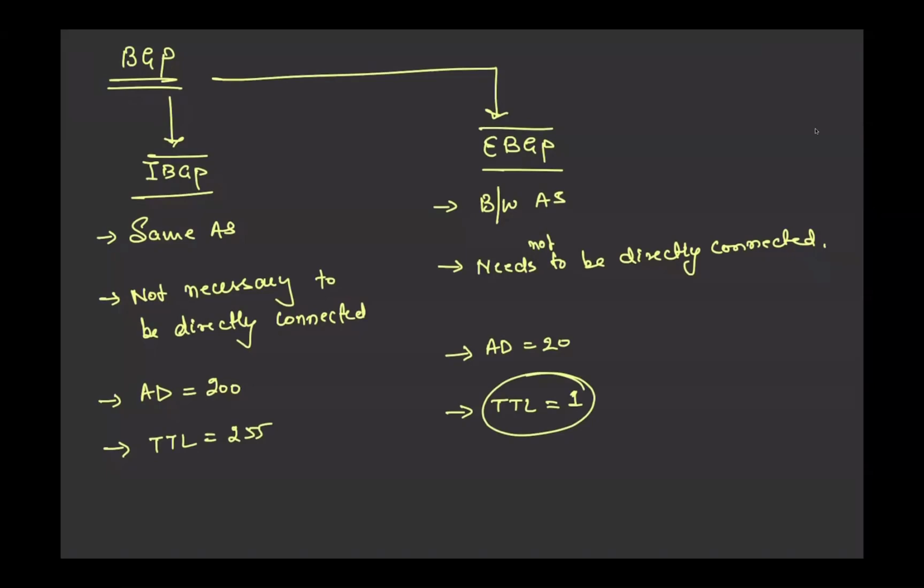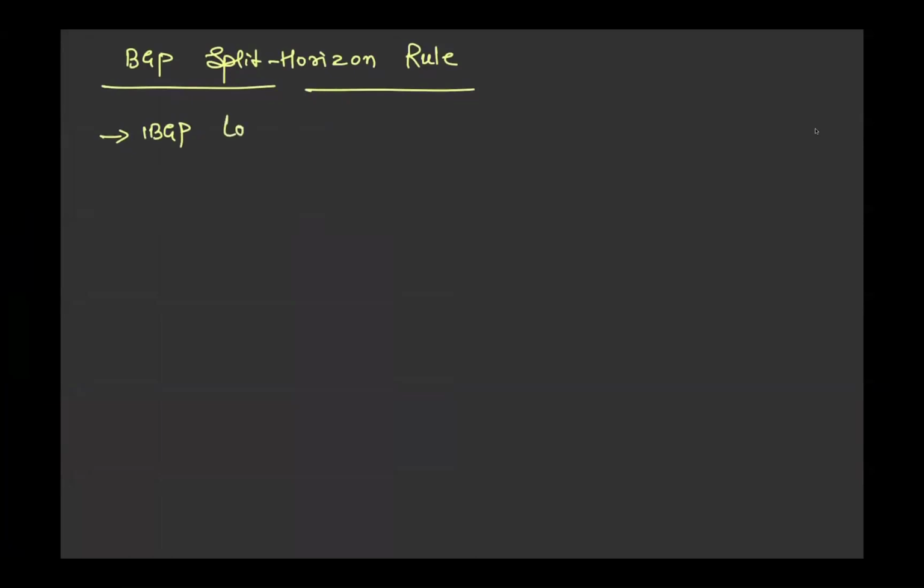Okay, guys. So now let's move on to the BGP split horizon rule. So there is one rule. First of all, why do we use this rule? To avoid the loop. Which loop? In eBGP or iBGP? In iBGP. Okay, so iBGP loop avoidance.